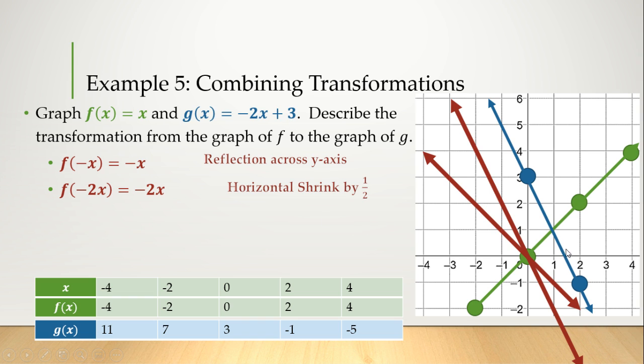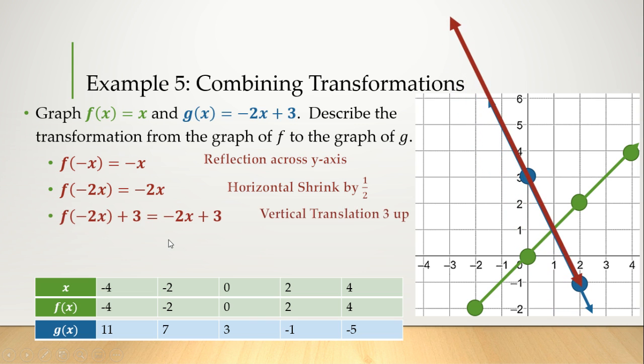Next thing, I notice my red line is still too low. It needs to be 3 higher. So what I do, I add a 3, and that's going to take the whole line, do a vertical translation 3 up, and those are the transformations that it took to take us from the green line to the blue line: reflecting across the y-axis because of that negative right there, horizontal shrink by a half because we were multiplying by that 2 there, vertical translation 3 up. Well, we just move it 3 up and then we're directly on it.